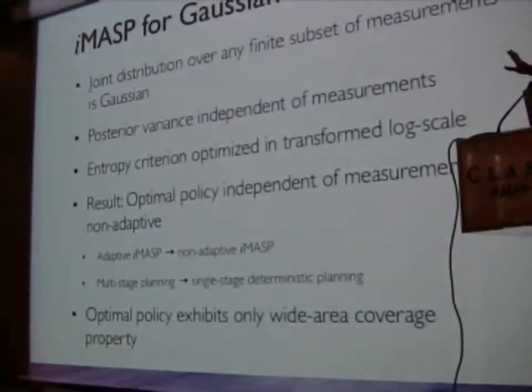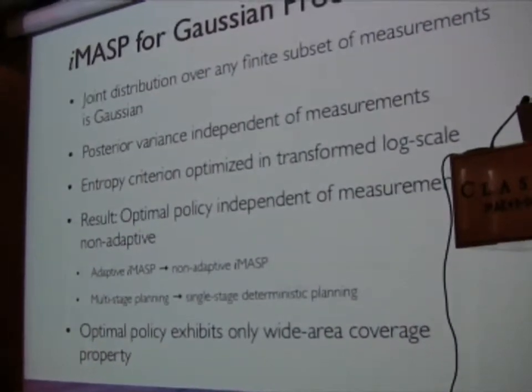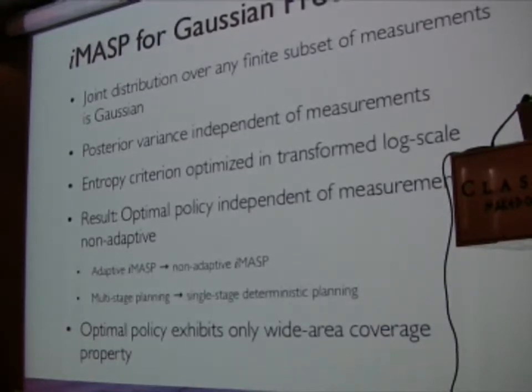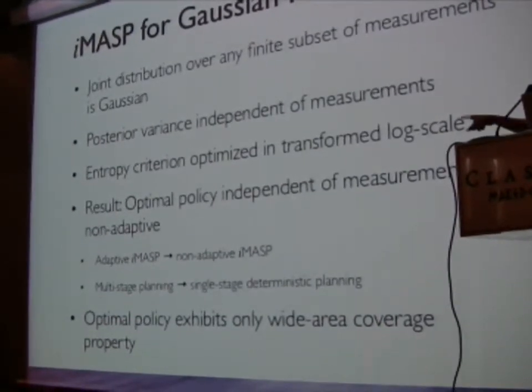So just now I mentioned the Gaussian process. In short, what that means is that the joint distribution over any finite subset of the measurements is Gaussian in nature. One important property of this Gaussian process is that the posterior variance is independent of the measurements. And just now I mentioned that we are taking the log measurements, so the entropy criterion is optimized in the transformed log scale. Using the property that I mentioned before, I'm able to show that the optimal policy is independent of the measurements, which means that it's non-adaptive.